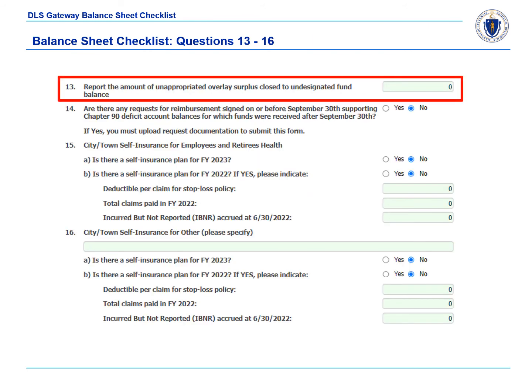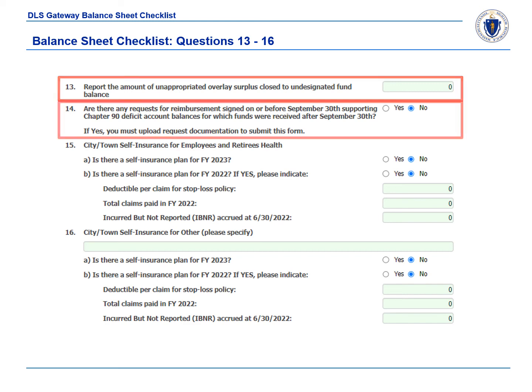Question 13 is asking you to report the amount of unappropriated overlay surplus closed to undesignated fund balance. Please report only unexpended overlay surplus released. When the assessors release an overlay amount to overlay surplus, the amount released can be appropriated for any lawful purpose. If only half of the overlay surplus amount released was appropriated, the remaining half that was not appropriated would close to undesignated fund balance and have a positive impact on your free cash certification.